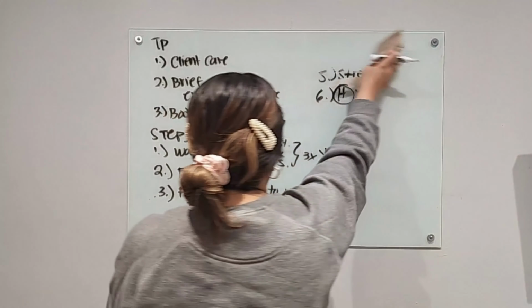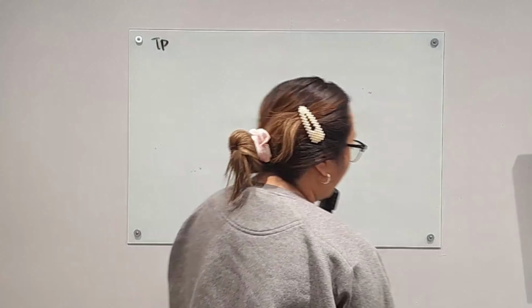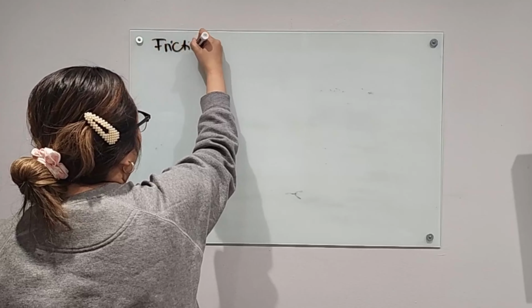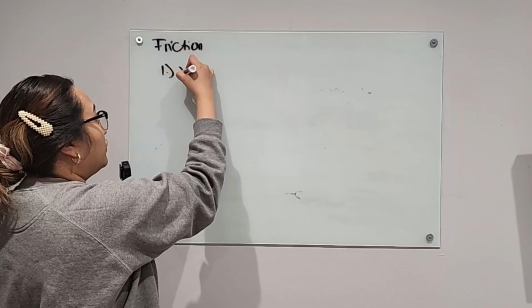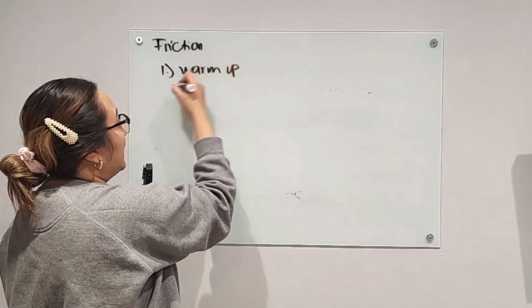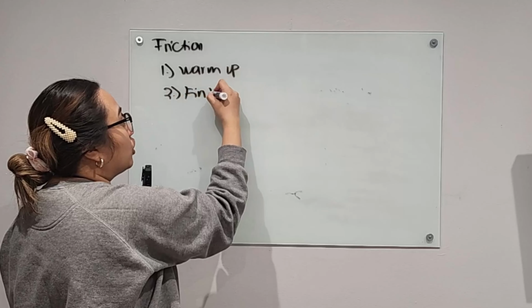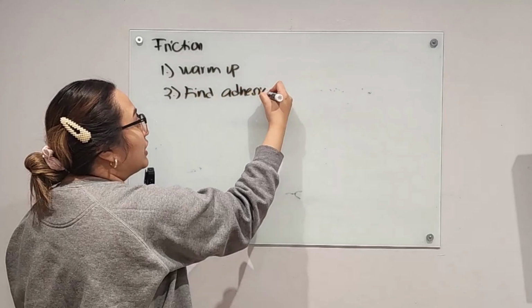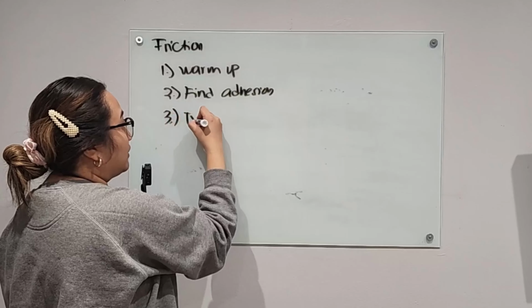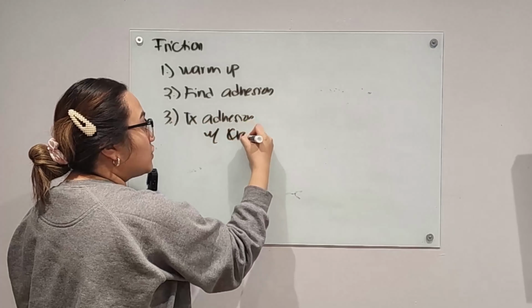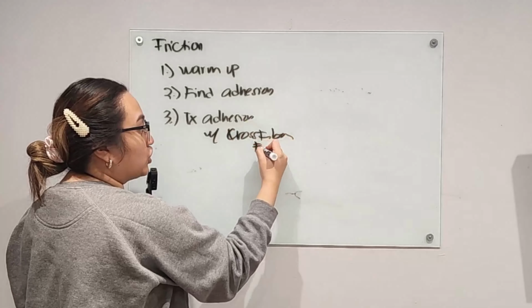I'm going to give you another example. Okay, another one. Let's say friction. So you just need to understand how the technique is working. So obviously you do warm up. Then after you do warm-up, find adhesion, right? After you found adhesion, you treat adhesion with cross-fiber friction, right?